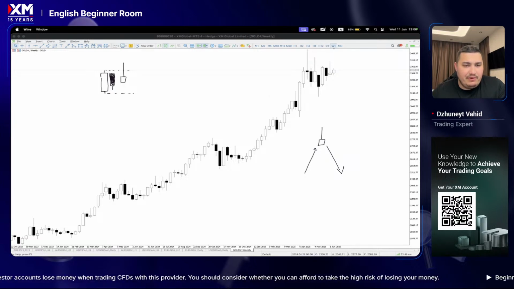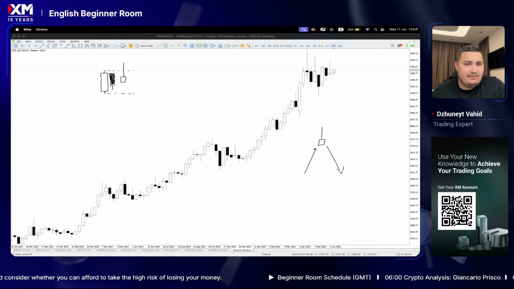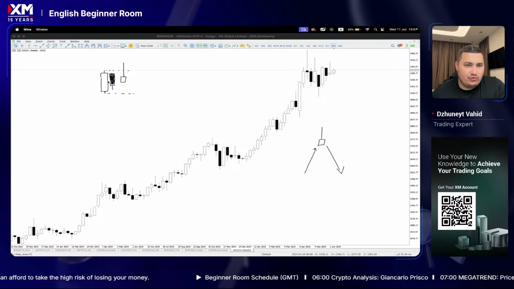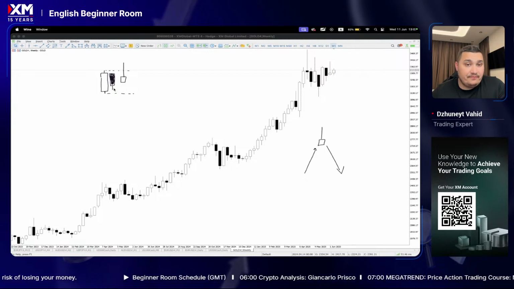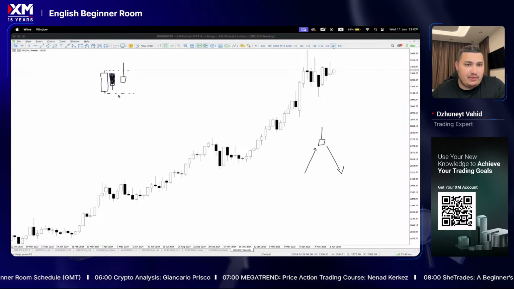It's called a baby bar because it's fully inside the previous bar's range. So it's an inside bar. The bar is inside the previous one. The full range of this bearish bar is inside the bullish bar. This is the highs. This is the lows.